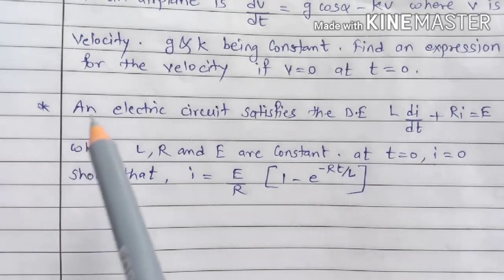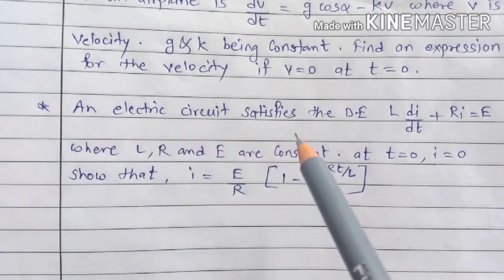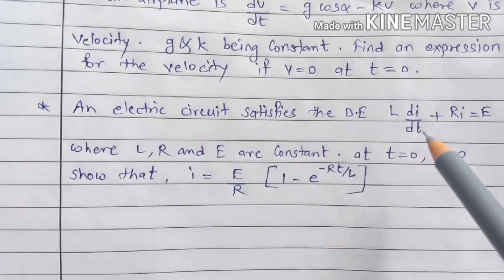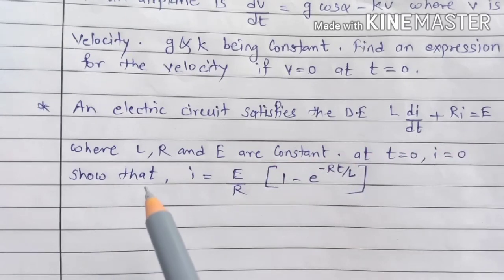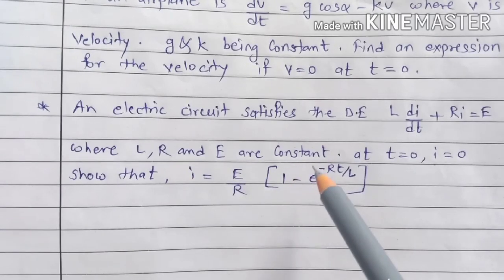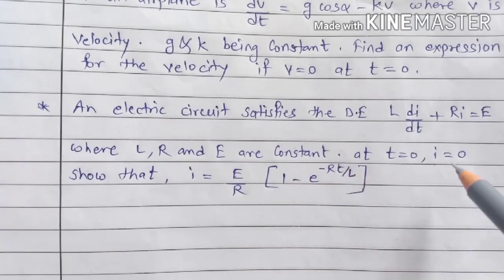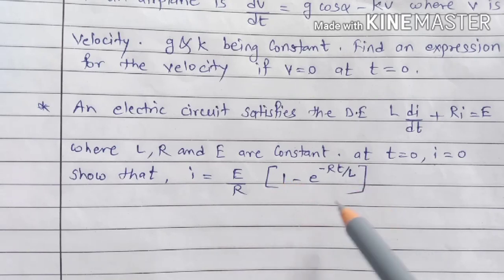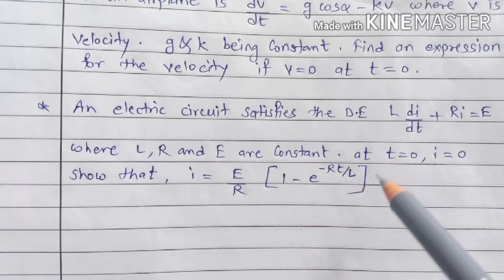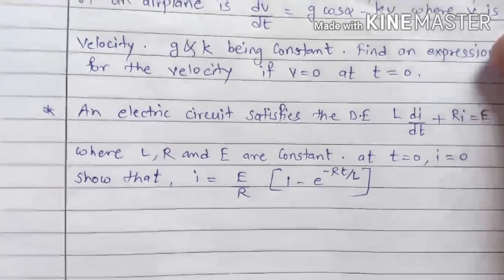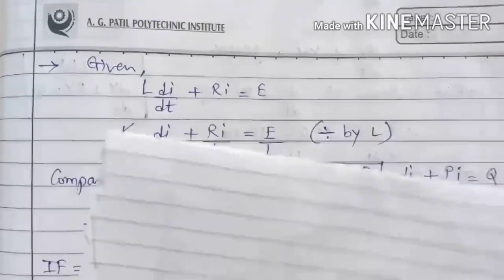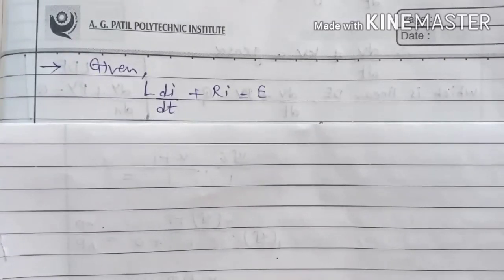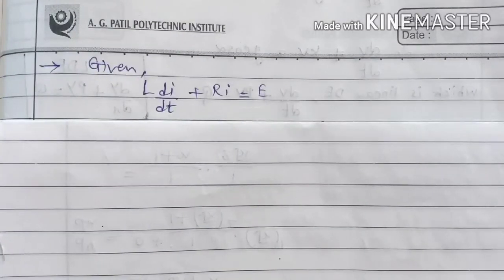Second example: an electrical circuit satisfies the differential equation L di by dt plus Ri equal to E, where L, R and E are constant. At t equal to 0, i equal to 0. Show that i equal to E by R into bracket 1 minus e raised to minus Rt upon L. Now we have to solve this example.